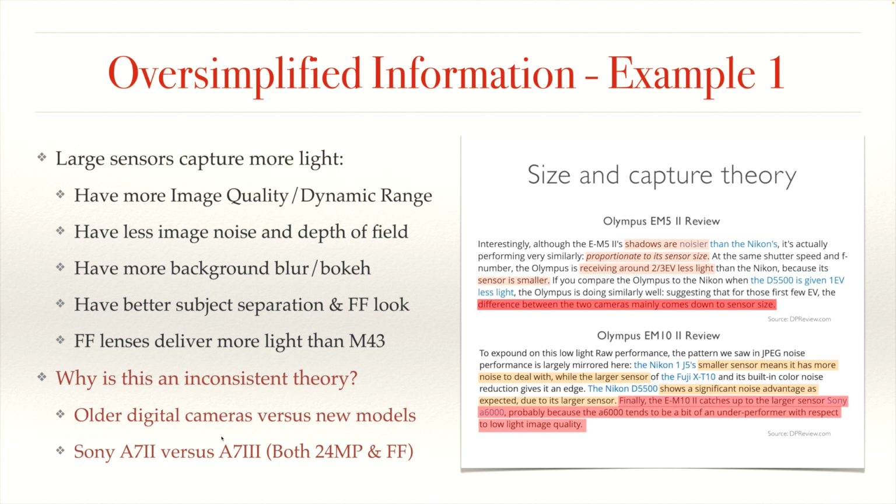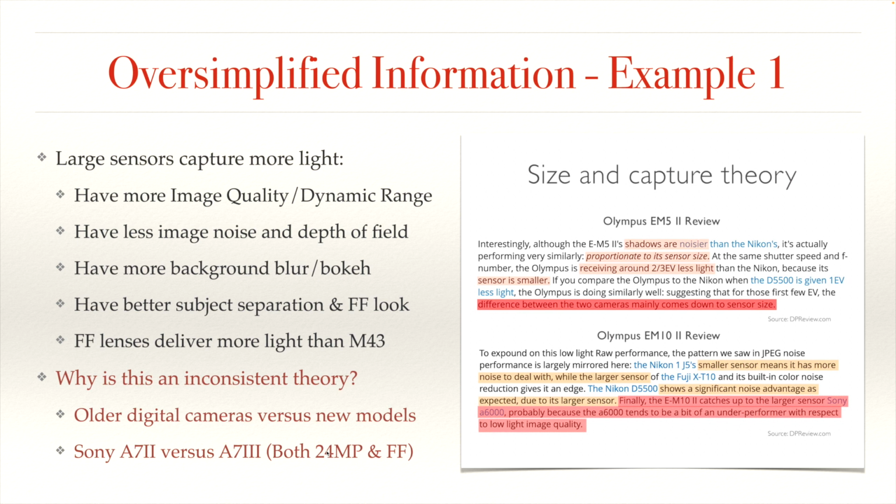Another example is the Sony a7 II, and then the next model, the a7 III, and there are definite differences between these two cameras. The a7 III has less noise than the a7 II, and it also has a different type of noise. It has more dynamic range, and the image quality is generally accepted as being better than the previous model. And what's interesting is they are both obviously full frame cameras, and they are both 24 megapixels. So according to the size and capture theory, these two cameras should be identical.